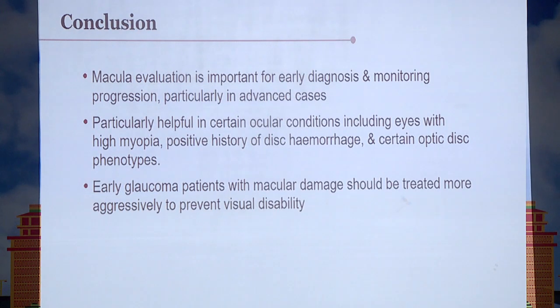It is complementary to other types of analysis like the retinal nerve fiber layer and optic nerve head. And early glaucoma patients with macular damage should be treated more aggressively to prevent visual disability, because the patient is bothered only with central visual field loss. He is not bothered even if he has only one nasal step or something, that will not bother him. But when he starts deteriorating in the quality of his central vision, the quality of life is much more affected and he will be concerned.